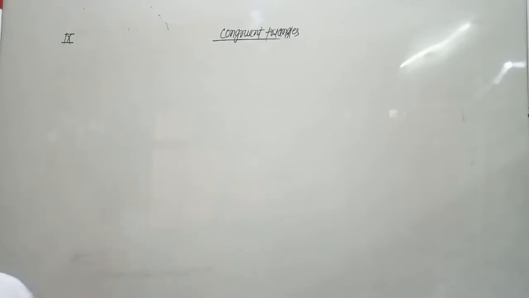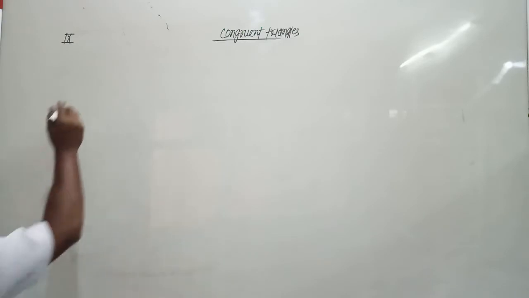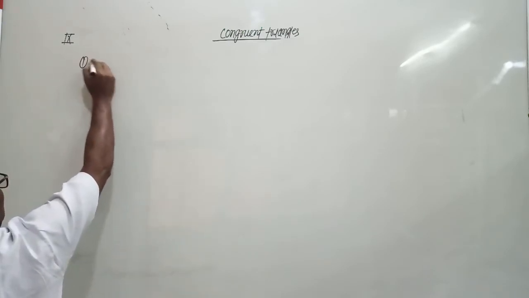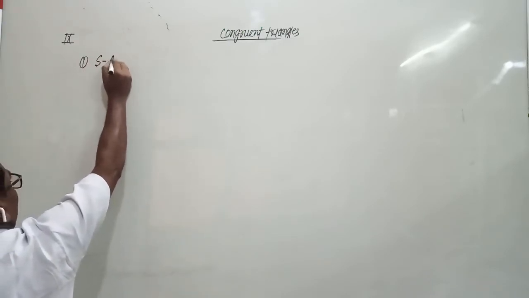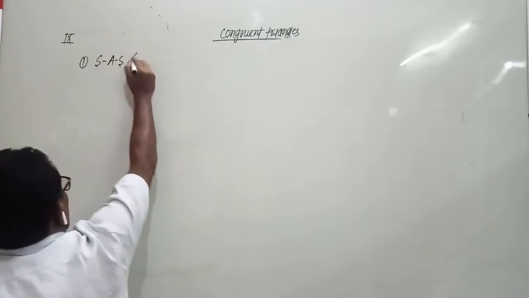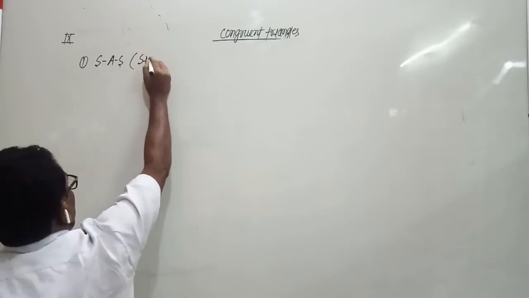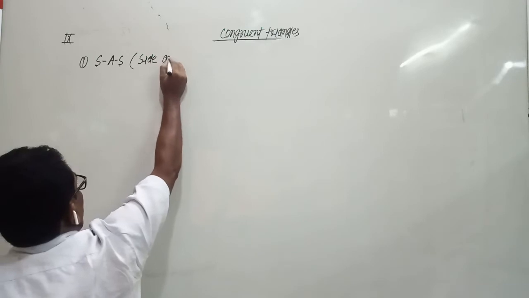We were discussing in the previous video about the congruency criteria, and the first congruency criterion is side angle side, SAS.